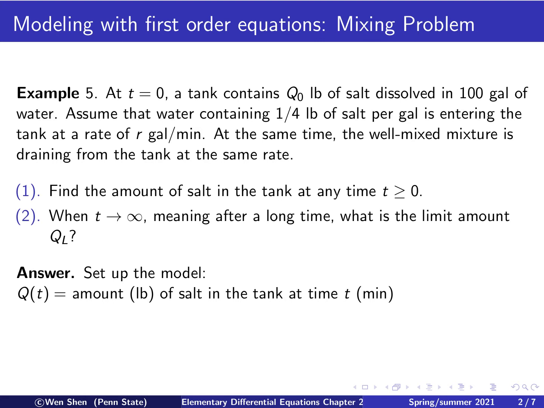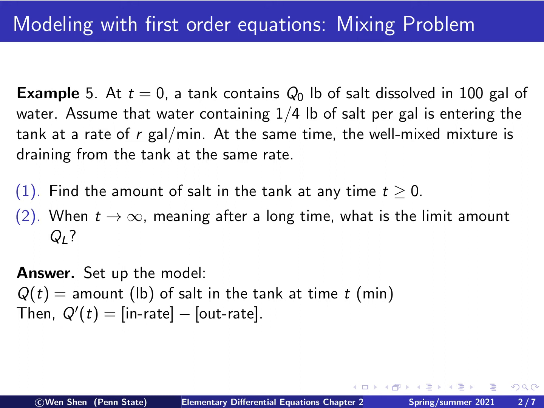Okay, so in order to solve the problem, we will rely on first order differential equations. So let's set up the model. We let Q of t be our unknown, and Q of t equals the amount in pounds of salt in the tank at time t. And now we aim to set up an equation for this quantity Q. So what will be the rate of change for this Q? That is, how do we determine Q prime of t?